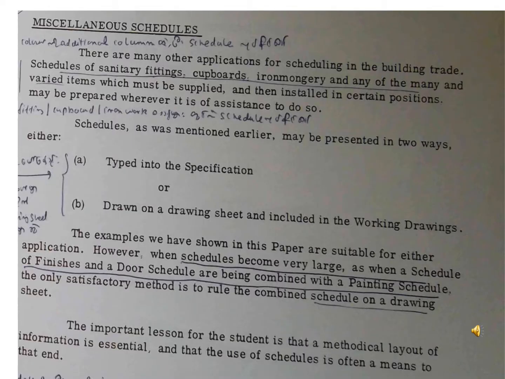The miscellaneous schedule. There are many other applications for scheduling in the building trade. Schedules of sanitary fittings, cable, ironmongery and many others must be supplied. So this sanitary fitting, cable and ironmongery schedule has to be included. And schedules, as was mentioned earlier, may be presented in two ways: tied into the specification, or drawn on the drawing sheet and included in the working drawing. The key items shown in the paper are suited for either schedule. Being very large, the door schedule and the finish schedule are combined with the painting schedule. So this is also attached to the drawing sheet.